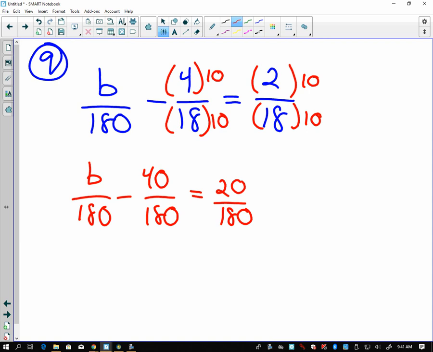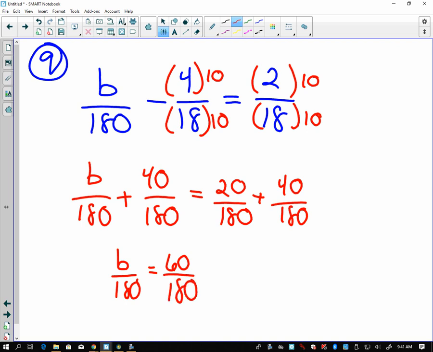All right, you got the common denominator, which you're right. In order to simplify two fractions, I have to get a common denominator. Okay, you want to add 40 over 180 to over here. So add 40 over 180 there. Okay, so that's going to leave b over 180 here equals what over on the other side? 60 over 180. Okay. All right, what's this look like here to you?